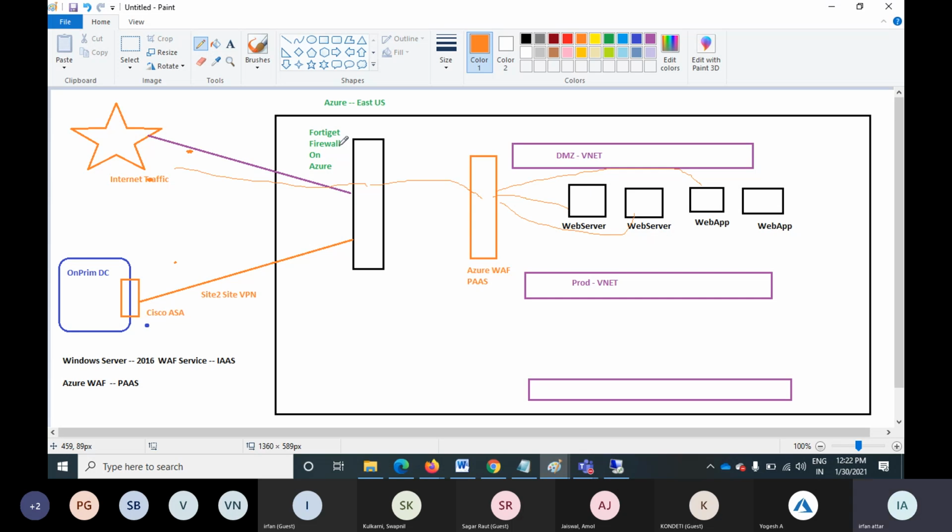Do these settings come with the default setting, or do we need to configure them? Which setting are you asking about, firewall setting or WAF setting? The Azure WAF. No, in that case you need to purchase that service.